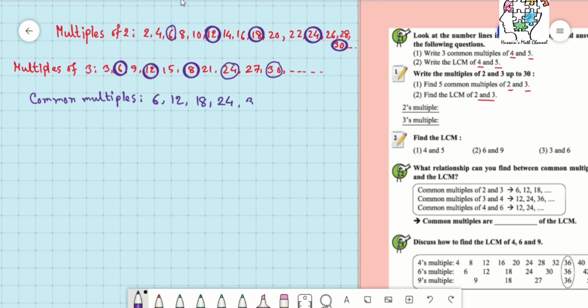30. So we can find the 7th, 8th, 9th common multiple. Here the lowest value is 6, so the least common multiple is 6. That's how we find the LCM of 2 and 3. This method we have learned in class 4 previously.